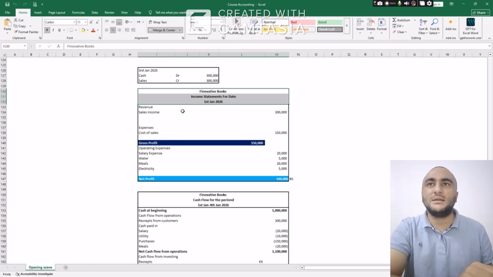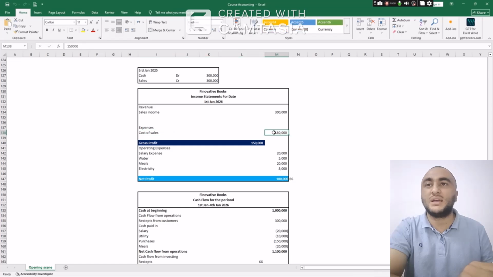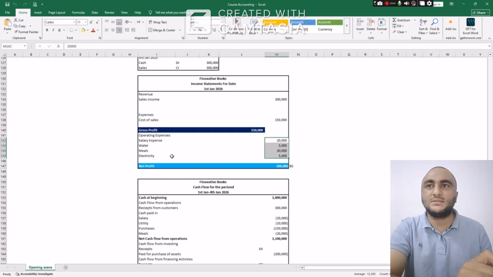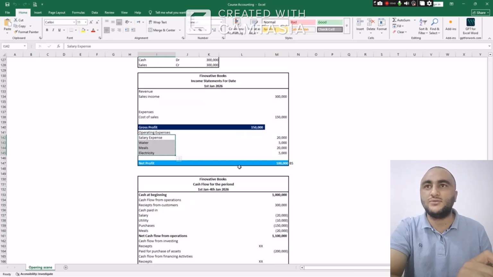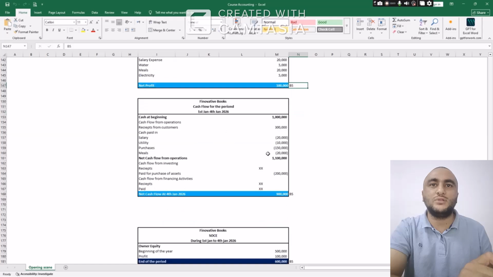Now our income statement will be like this. Revenue will be 300,000. From expenses, cost of sale will be 150,000, because our core business is to sell books, so it will come under sales and cost of sales. Gross profit will be 150,000. Other operating expenses will be 50,000 in total, as you know: salary, water, meals, which makes a net profit of 100,000. I highlighted this item because it will go into the balance sheet. I will show you.